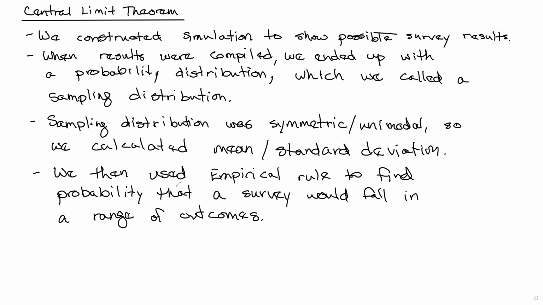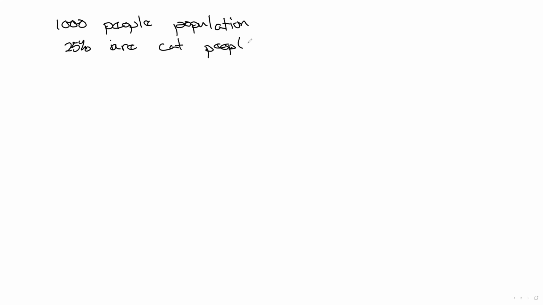So we did all of that in the last video. That was actually quite a bit. So let's recap with one of the examples that we did from the last video. Very quickly, we said if we have 1,000 people in our population, and we're talking about cat people, say 25% of the population, and we do samples that are size 100.